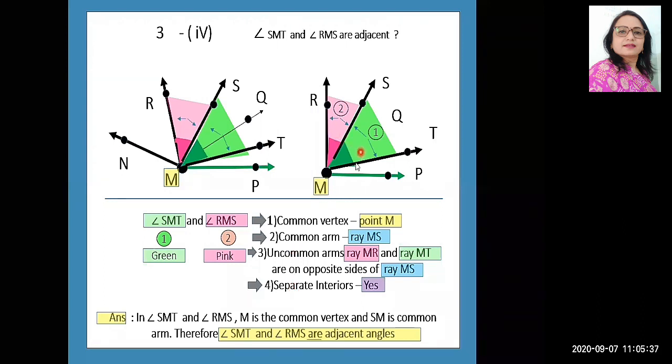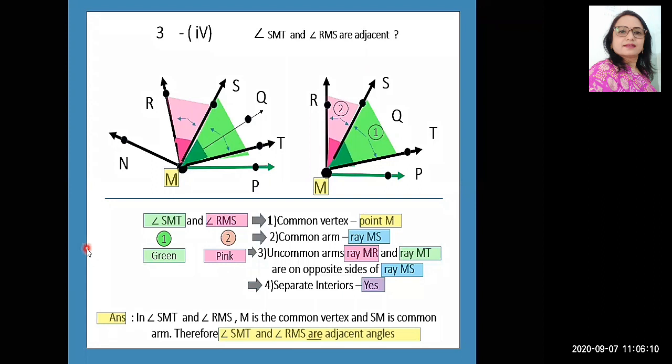So we can answer that in angle SMT and angle RMS, M is the common vertex and SM is the common arm. Therefore, angle SMT and angle RMS are adjacent angles.